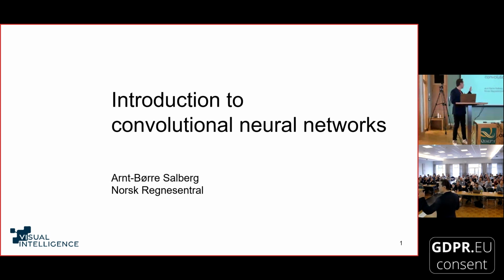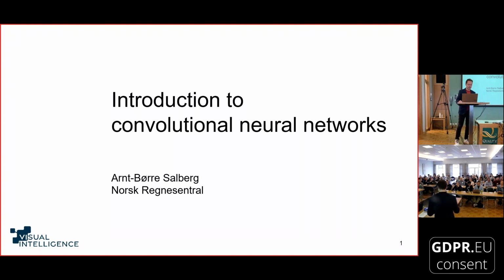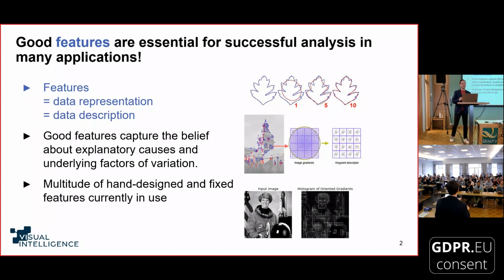I will cover what this is, because this is the main thing we are doing in visual intelligence. I mean, convolutional networks are the backbone of a lot of networks and research we do. I will also talk a little bit about how to train these networks, and finally why they fail. So it's a little bit for everyone. Yeah, we start with features.